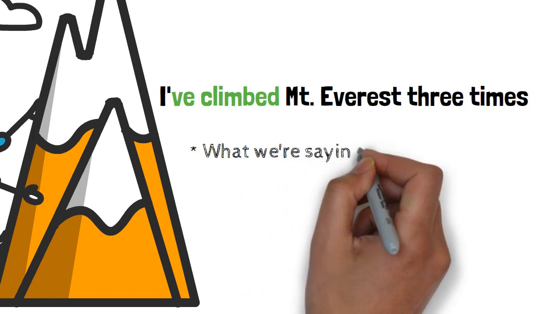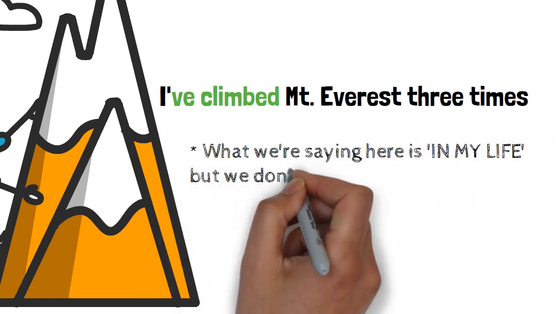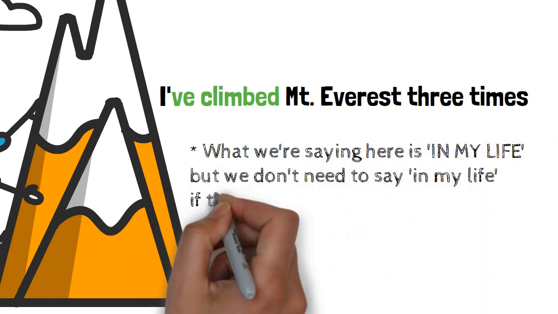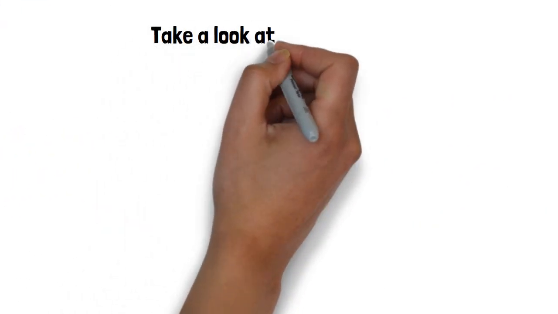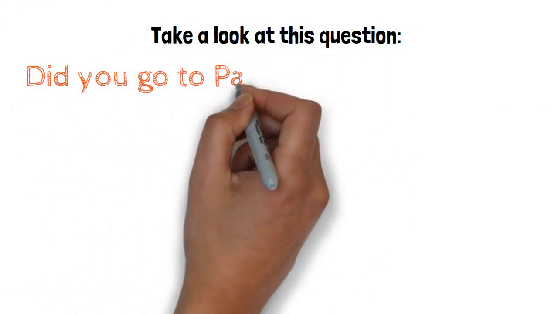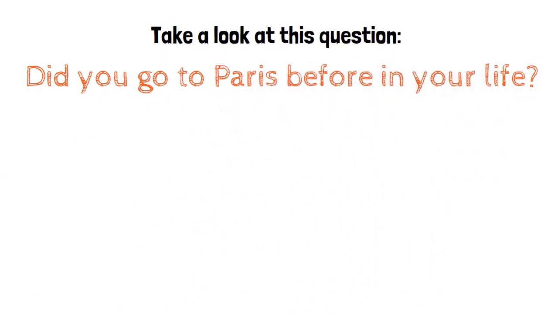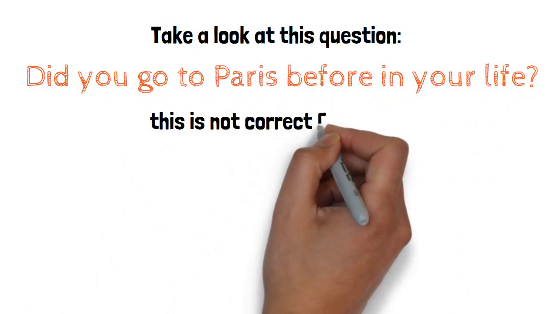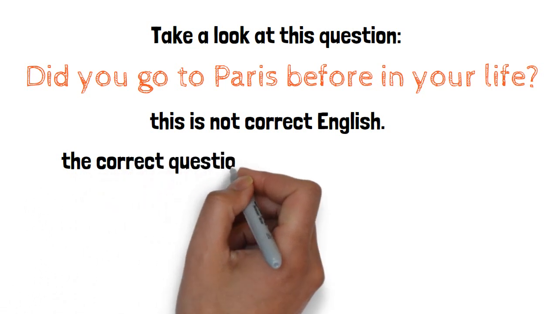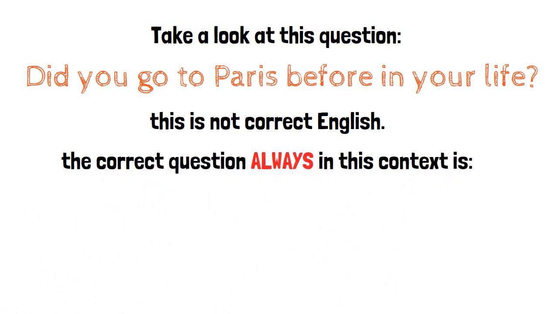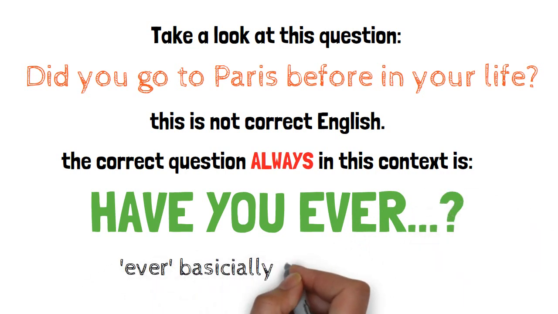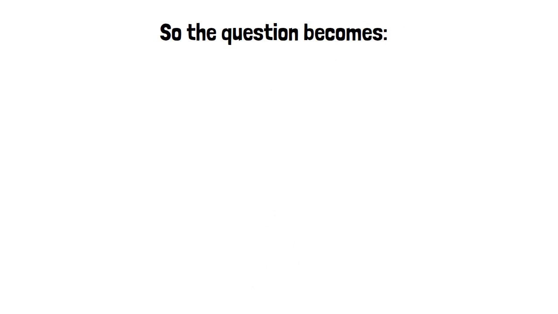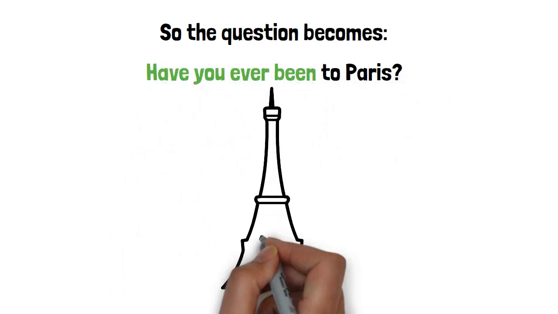What we're saying here is in my life, but we don't need to say in my life if the context is understood. Take a look at this question. Did you go to Paris before in your life? This is not correct English. The correct question, always in this context, is have you ever? Ever basically means in life. So the question becomes, have you ever been to Paris?